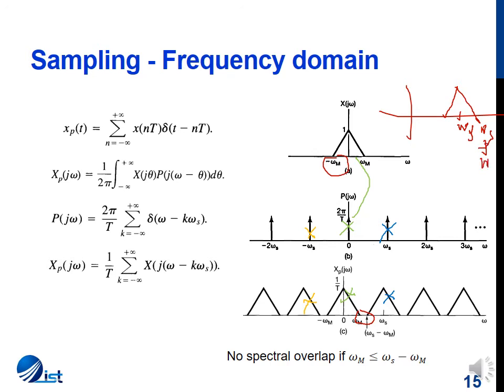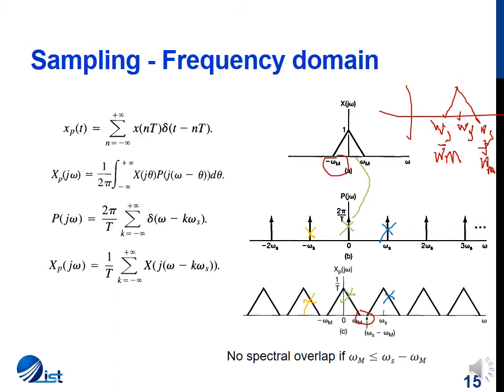And this point becomes omega s minus omega m. Okay, omega m is clear. So this end is omega s minus omega m. And we can see that as long as omega m is less than omega s minus omega m, the spectrum does not overlap. What happens if omega m is not less than omega s minus omega m?